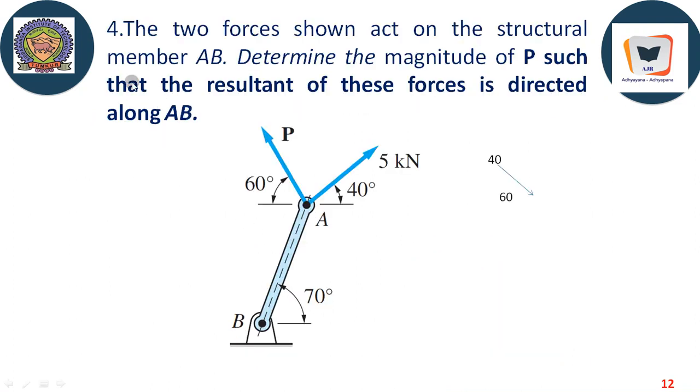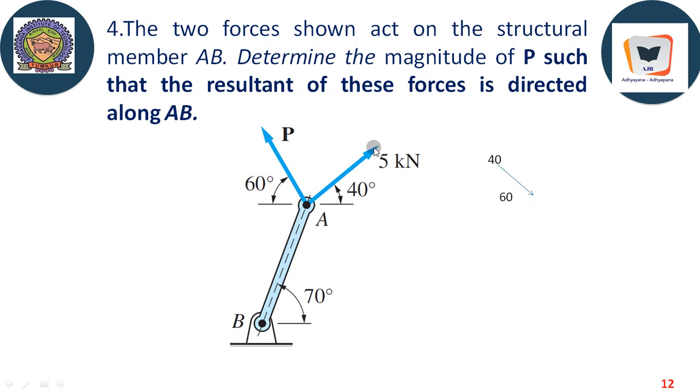Now we will come to the fourth problem. The two forces P and 5 kilonewton act on the structural member AB, some structural member, say some crank, some bar, some member which is positioned something like this. This is the hinge. That means this particular bar can rotate this way and this way. Anyway, this particular bar is supported. Let us have that particular understanding as far as this problem is concerned.